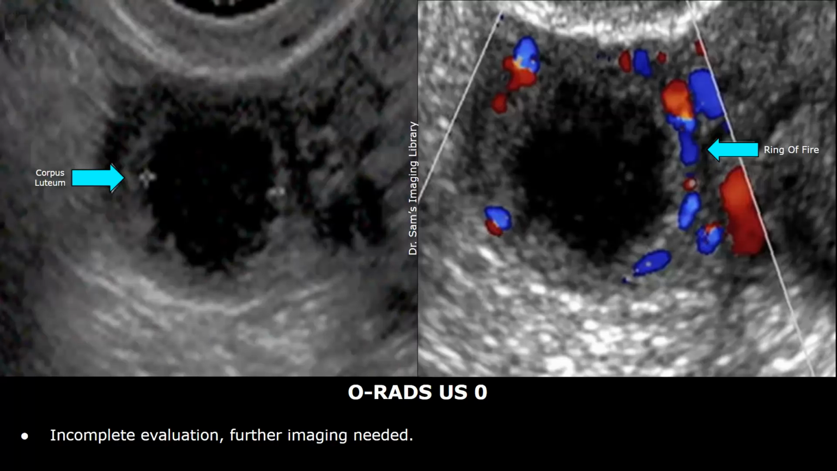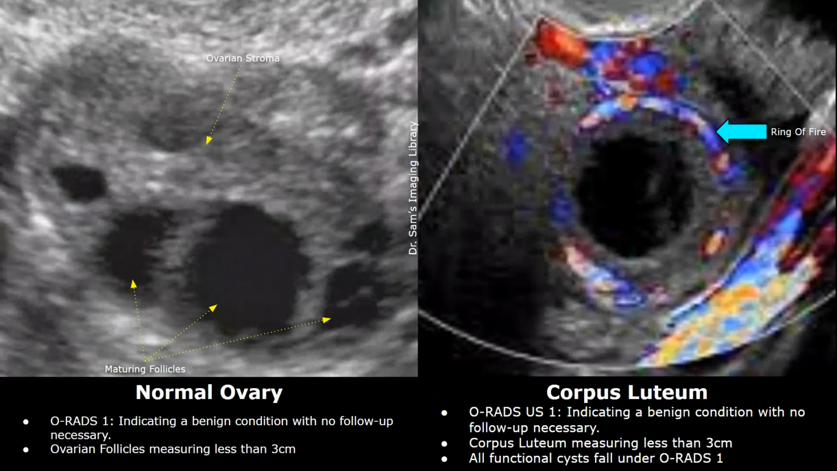O-RADS US 0 is given to an incomplete evaluation of the ovary and it requires further imaging. So an incomplete exam is O-RADS US 0. A normal ovary is given O-RADS 1. This is a normal ovary with ovarian follicles measuring less than 3 centimeters.